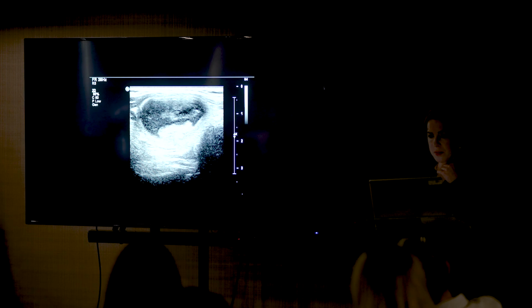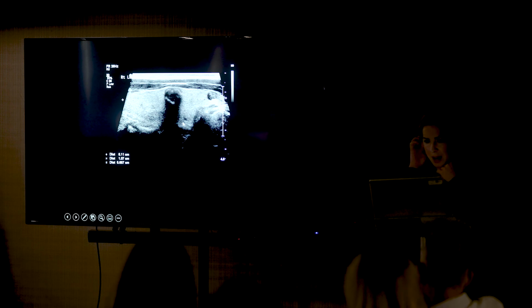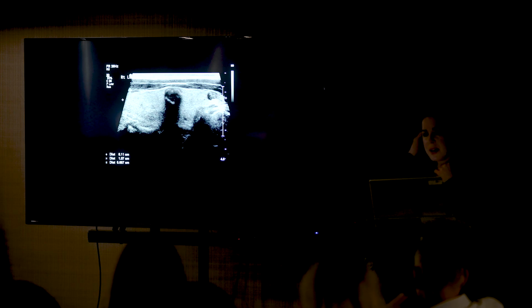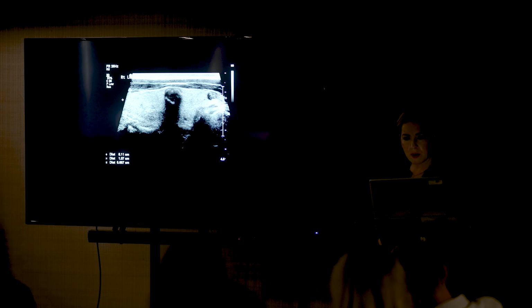There we go. And then case 5, it's actually this nodule here that I wanted to look at. So how would you grade that? Benign or malignant? Would you want to put a needle in it or not?